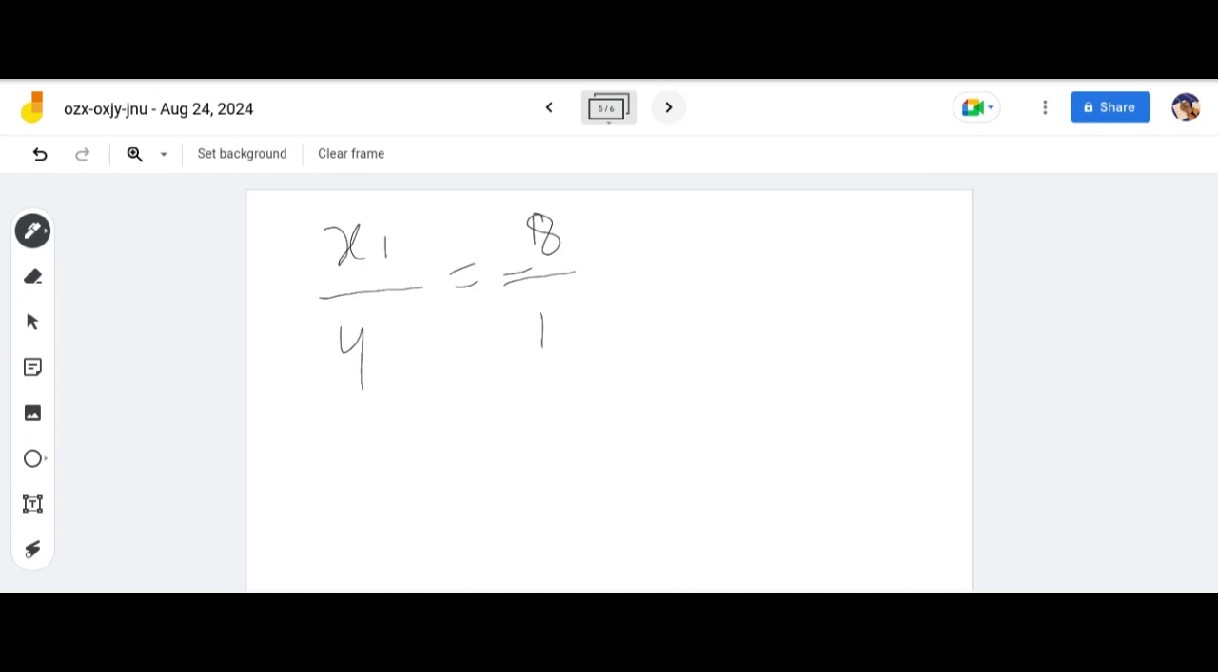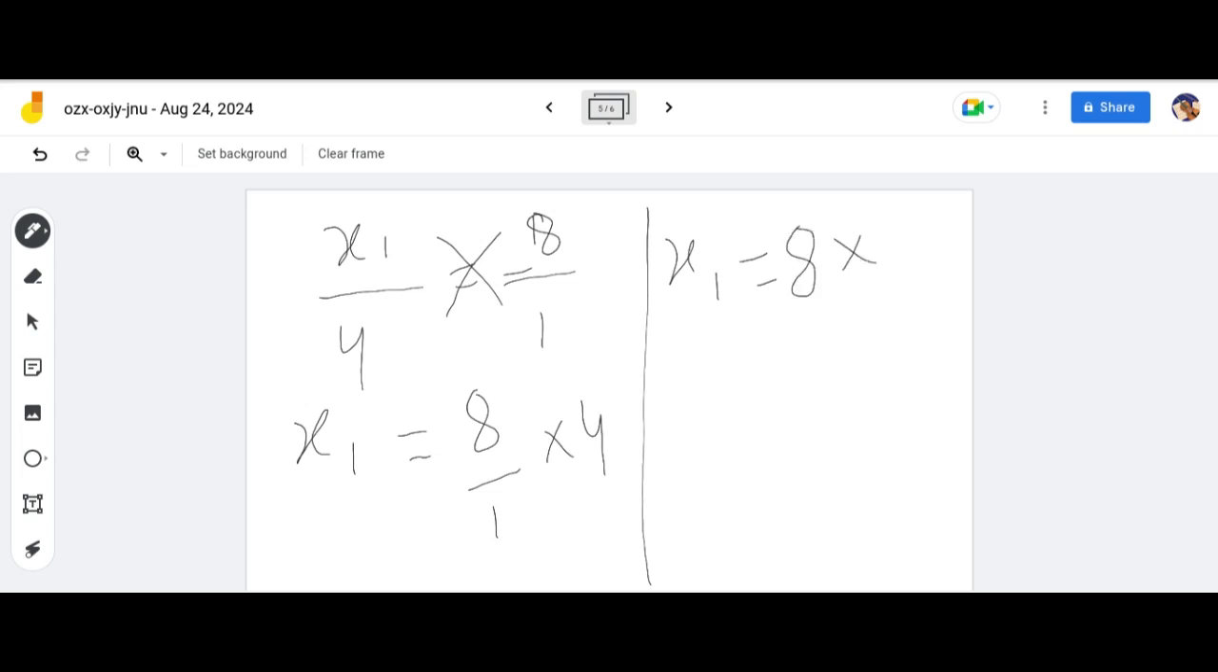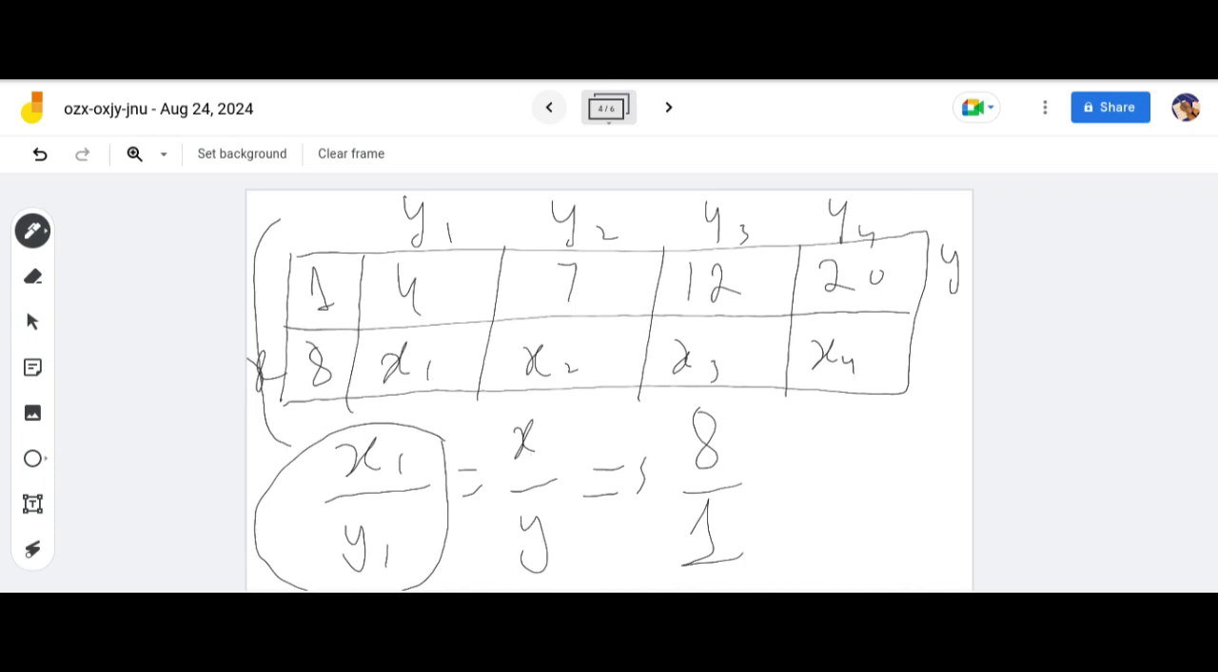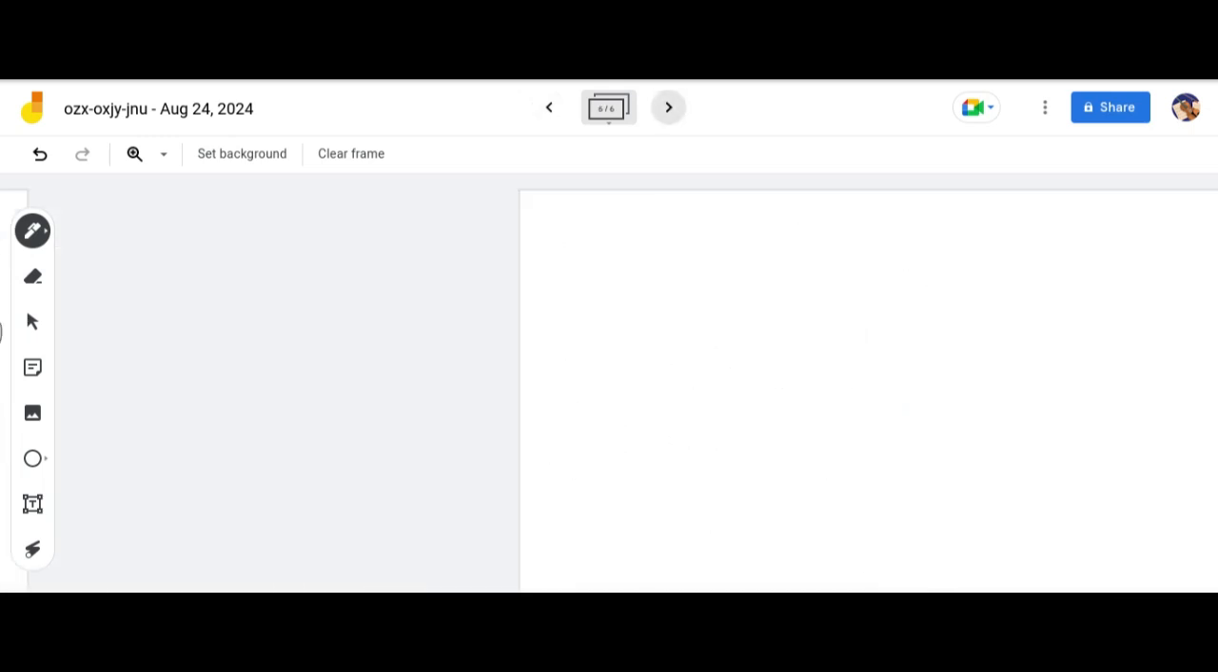So I have to do the cross multiplication. X1 will stay here, 8 by 1 multiplied by 4. How much will it become? 8 divided by 1 remains 8. 4 eights are 32. Did I get the correct answer? Yes. So, understood? Any question? No, ma'am. Okay, can I do the next part? Yes.